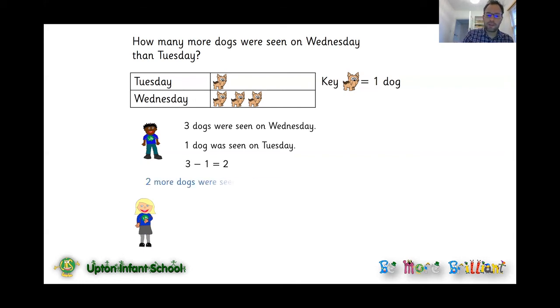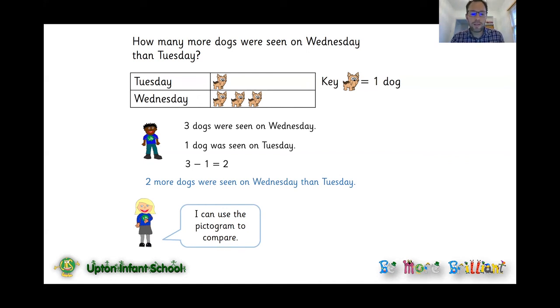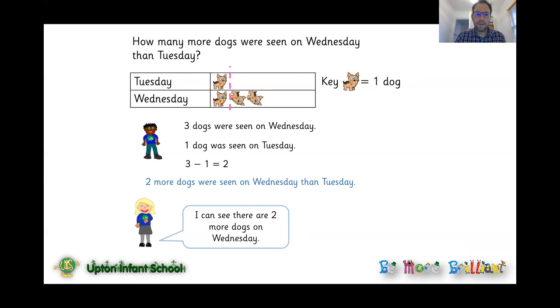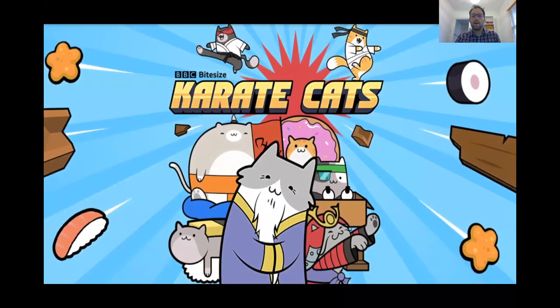But Suki thinks she's got an easier way to do it. What do you think, Suki? She says, I could use the pictogram to compare. Wonder how she's going to do that. Let's have a look. Oh, I can see what she's done. She's drawn a line, because all of the symbols have been lined up, matched up in neat lines. She's drawn a line down, and she can see that there are 2 more dogs on Wednesday just by using the pictogram to help. That was a good idea, and that was a little bit easier, wasn't it? Good work, Suki.